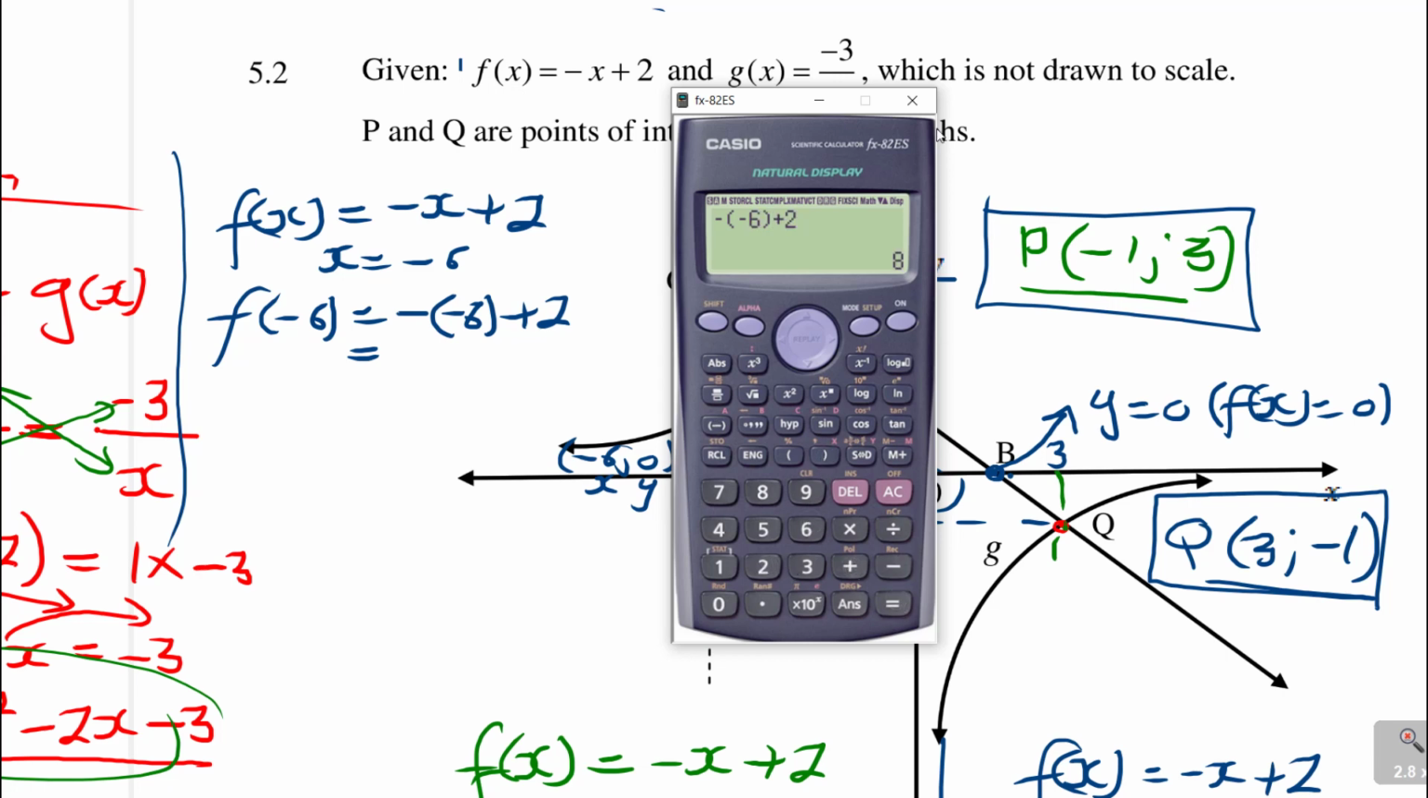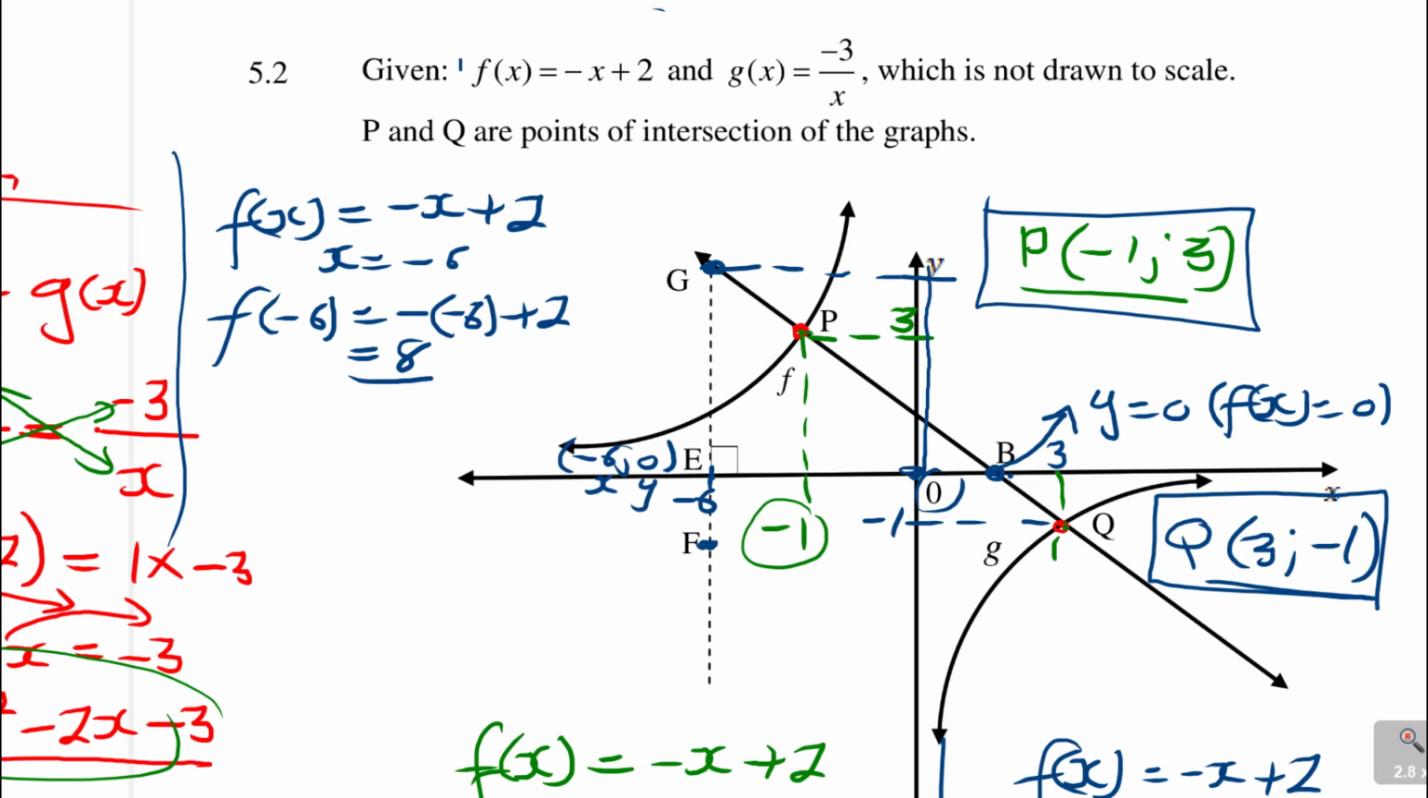So here it means, when I just erase a lot of things so that you can see, that at that point you have got 8. So y is equal to 8 at that point. Now x is negative 6. I'm writing it the other way around. So the coordinates of G are negative 6, 8.